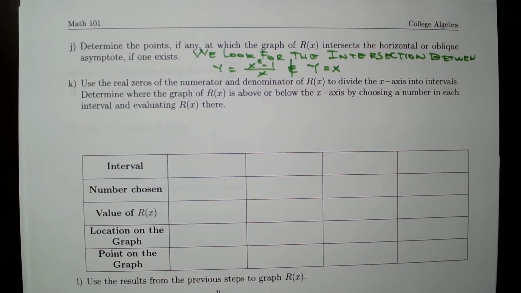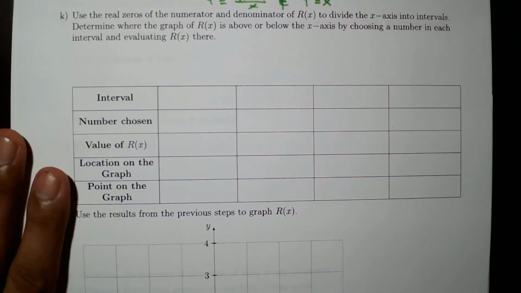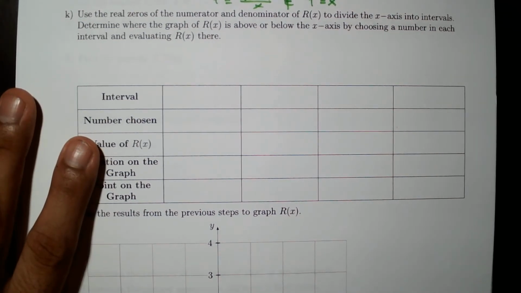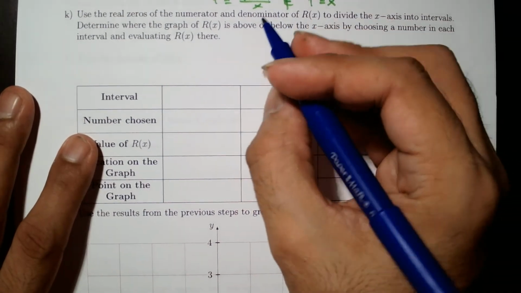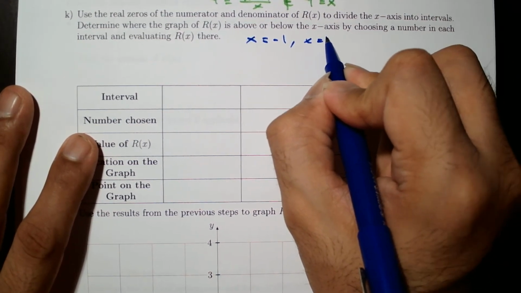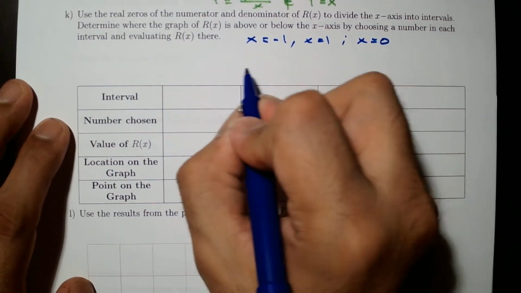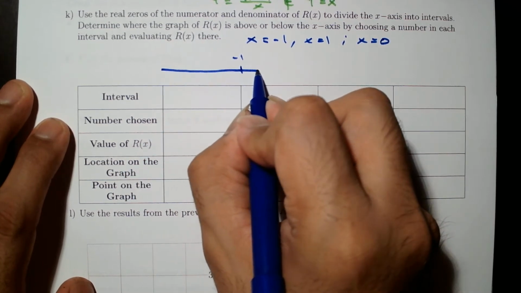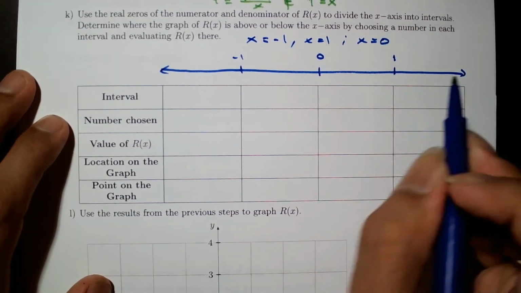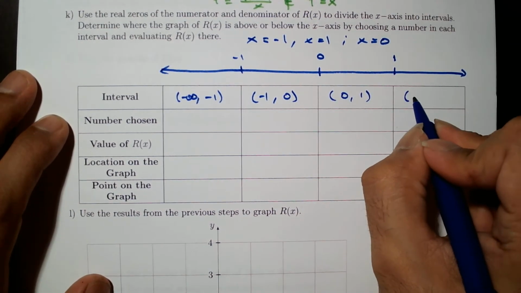Okay, so let's move on. Let's use the real zeros of the numerator and denominator to divide the x-axis into intervals. We're going to do the same as we did on the previous example. So let's list the zeros. The zeros are x equals negative 1 and x equals 1 from the numerator, and the zero from the denominator was x equals 0. I'm going to list them from smaller to larger: negative 1, 0, and 1. This gives rise to the following intervals: negative infinity to negative 1, negative 1 to 0, 0 to 1, and 1 to infinity.